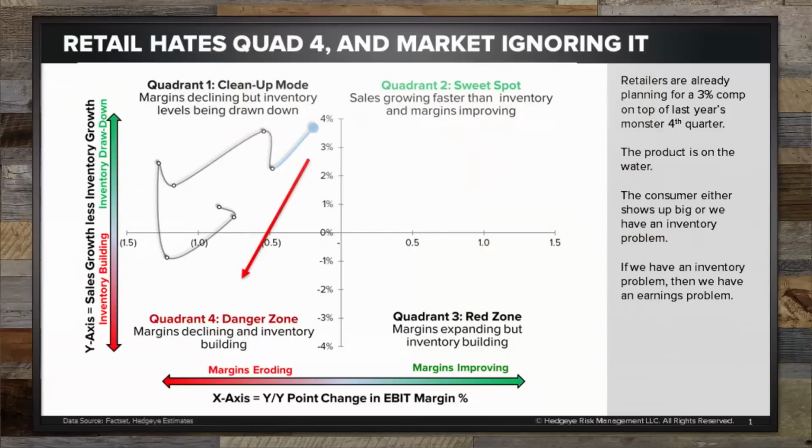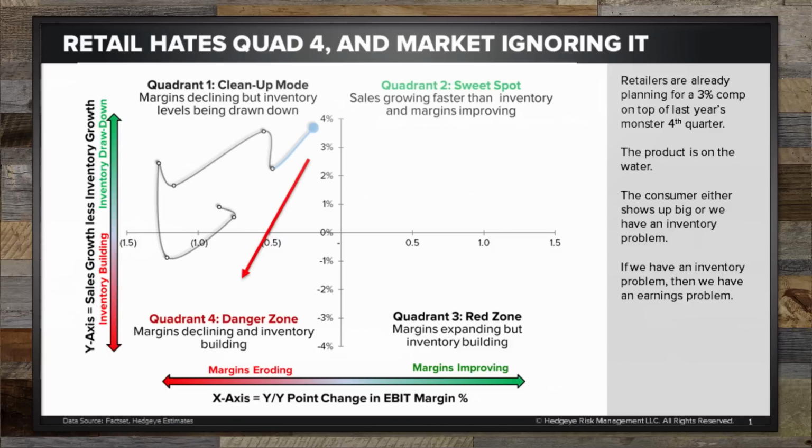On the horizontal axis, let's just flip back and show that chart one more time, you see the year-over-year change in margin. So what you want is to be on the right-hand side of that chart and not on the left-hand side. My sweet spot is in that upper right-hand corner. That's where sales are better than inventories, margins are up, life is great. These guys are selling everything, and they're selling a lot of it, and it's at a great margin.